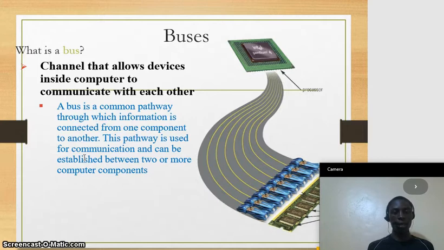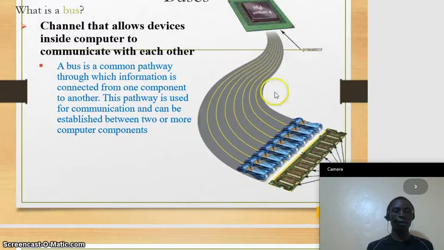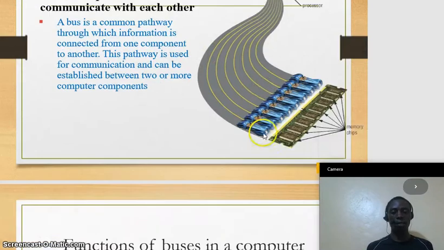This pathway is used for communication, and it can be established between two or more computer components. It can be done on different components, more than two components. Like this is the memory, it can be inserted in its slot, then it is easy to communicate with the CPU by the help of the bus or the buses.